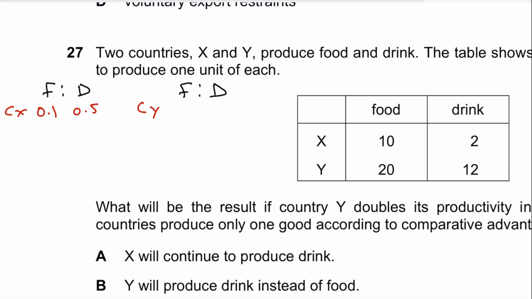For country Y, 20 hours are required to produce 1 unit of food. So in 1 hour, how many units can be made? In 1 hour, 1 over 20, that is 0.05. So 0.05 units of food can be made in 1 hour. And for drinks, 1 over 12. So it's telling us that 0.08 units can be made.